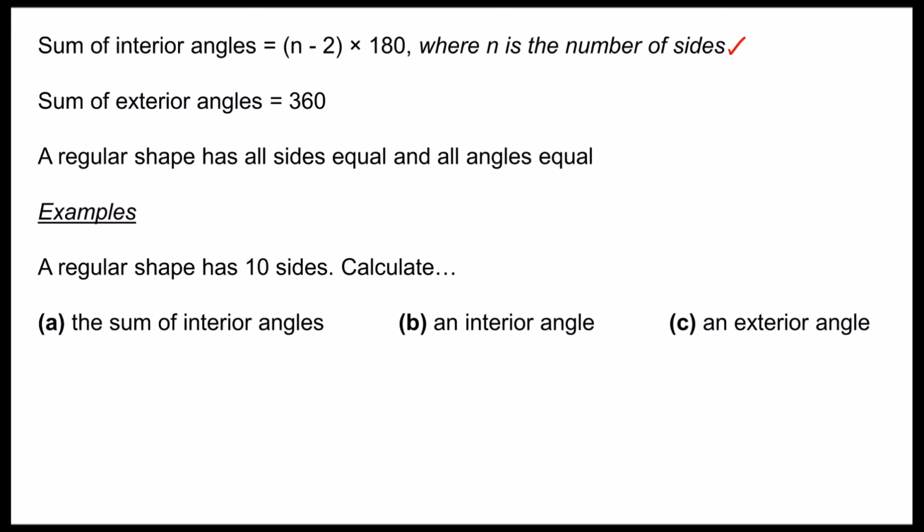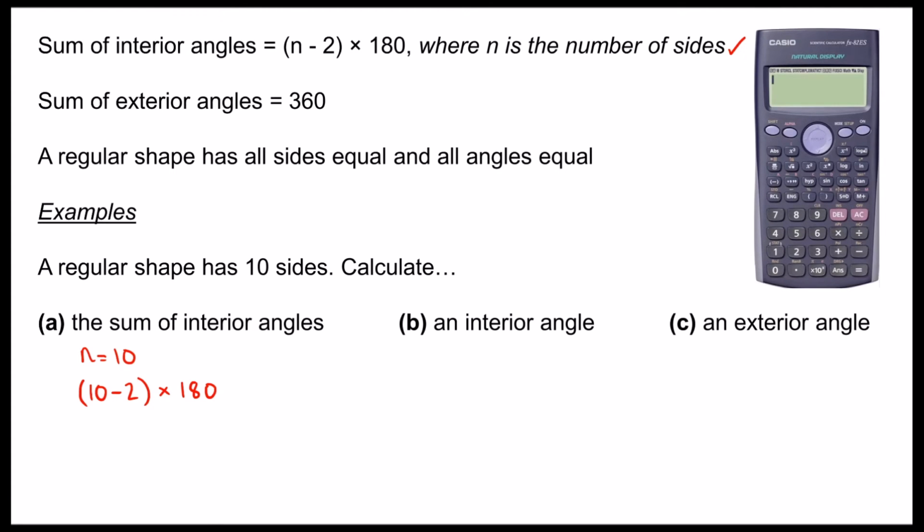So I can start the question by saying that n is equal to 10, that's the number of sides. I know using my rule that I want to calculate (10 minus 2) times 180 degrees, and I can use my calculator to help me work this out. Making sure I put the 10 minus 2 in brackets because I want my calculator to do that first, and then times by 180, and that gives me the sum of interior angles to be 1440.